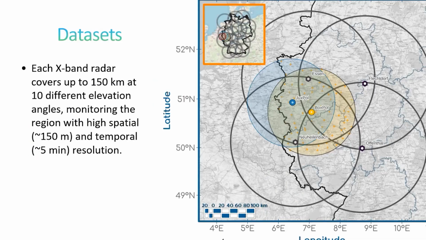So each X-band radar covers up to 150 kilometers at 10 different elevation angles. And you can see in yellow, it's Boxpol, in blue is Joxpol, and they are within the range of the DWD C-band radar network. So yeah, the radar processing chain that we're using.